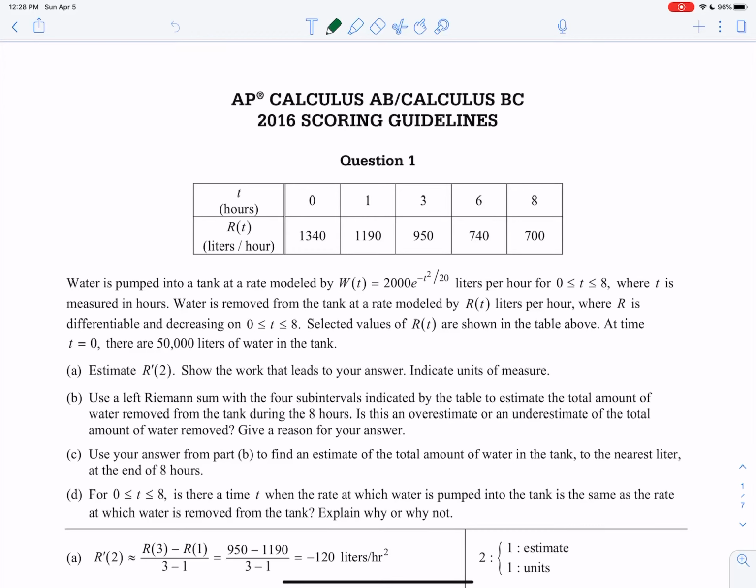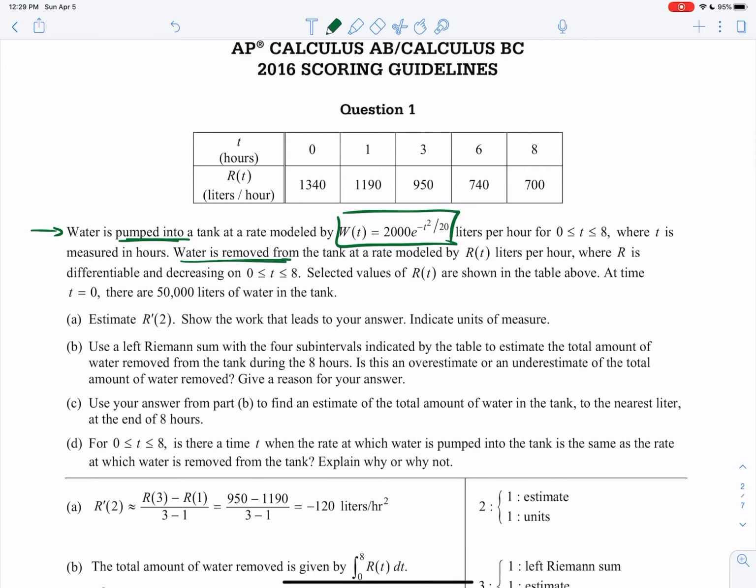Here's 2016 question 1. Right away, it's appearing to be a Riemann sum tables problem. Okay, we have water that's being pumped into a tank, modeled by this function here, and then we have R of t, which is basically the rate at which water is being removed from the tank. So it's also a rate in, rate out problem. So there's accumulation involved as well as a Riemann sum table. So you're going to see a lot of these hybrids here, okay, especially for your AP exam.